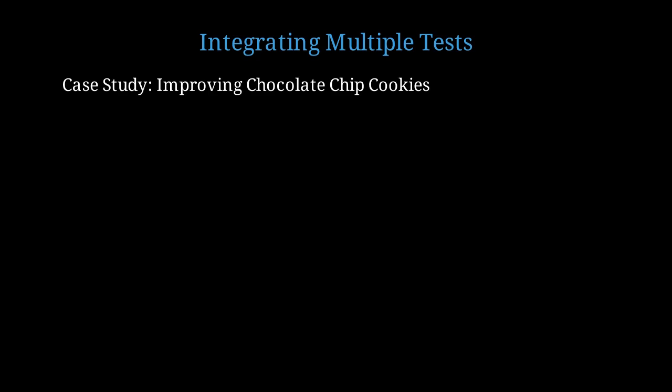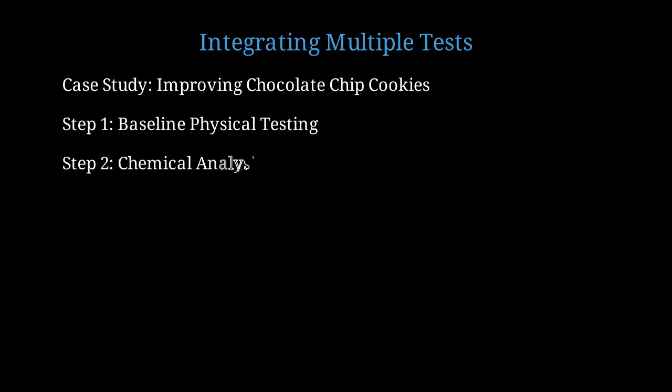Let's examine a comprehensive case study. A bakery wants to improve their chocolate chip cookies. They'll use physical, chemical, and sensory tests to optimize the recipe. First, measure current cookie properties. Texture analysis shows hardness of 1,000 grams force. Diameter is 75 millimeters. Moisture content is 8%. Measure sugar content, 25% sucrose. Fat content, 20% from butter. pH is 7.2. Water activity is 0.7.